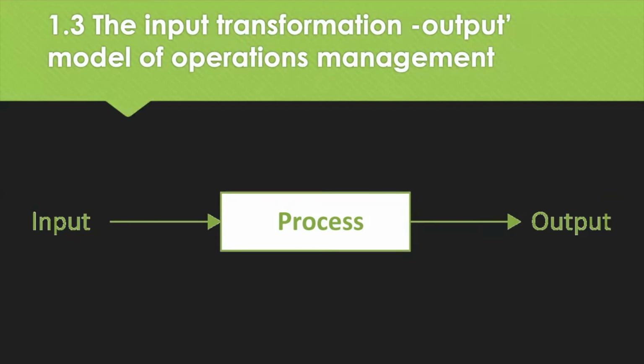And then the process. This means changing the inputs into outputs. So it includes mixing, reconditioning, teaching, transporting. And the output, this is the product or service produced for customers. Now, organizations produce goods or services or both. Accommodation is a hotel service, while the food provided is a hotel good.